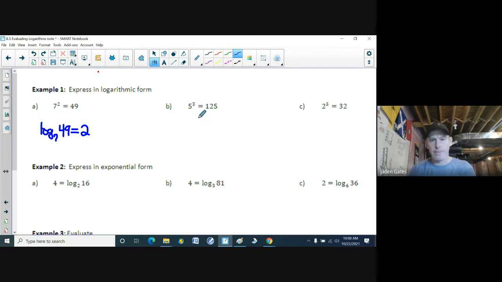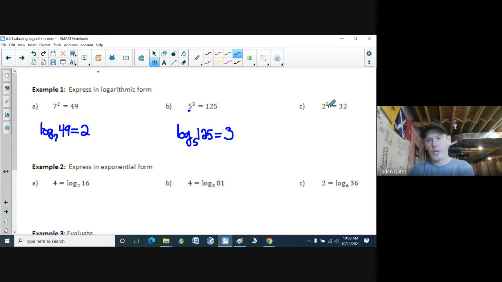Another one here, 5 to the power of 3 is equal to 125, which again is an exponential situation, but I can again write it in logarithmic form as log. The base is 5, so a little 5 here. The answer is 125. And the exponent required on that 5 is 3. All right. If you have any questions, let me know here.